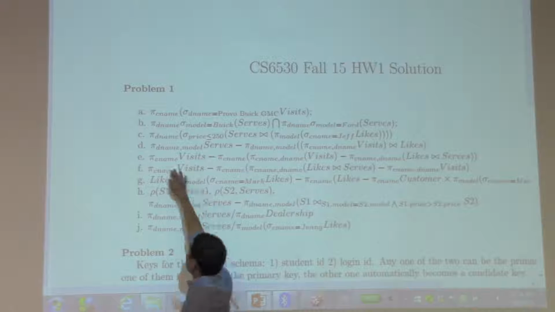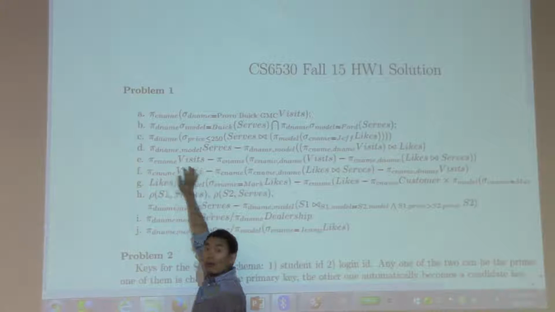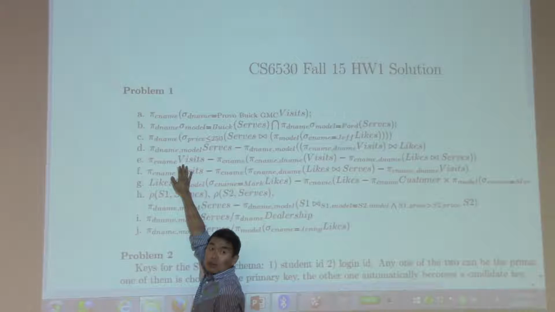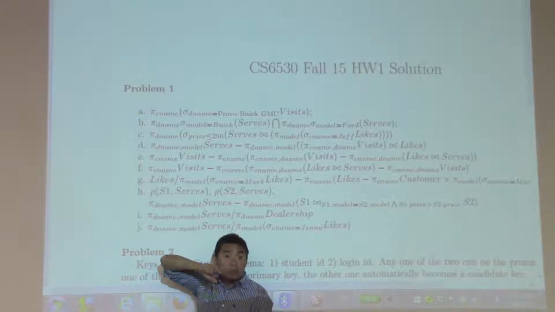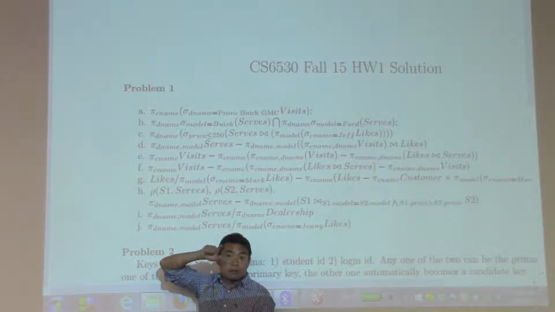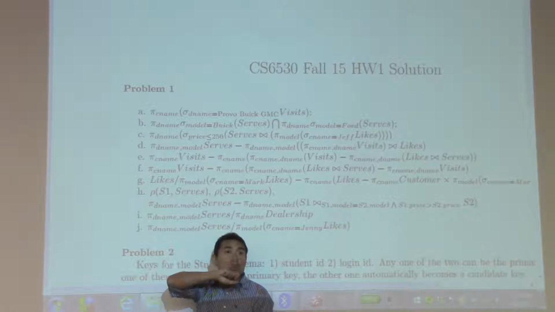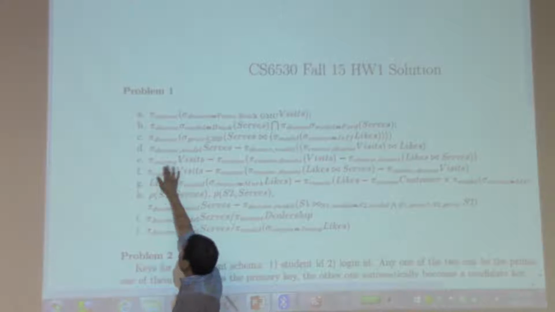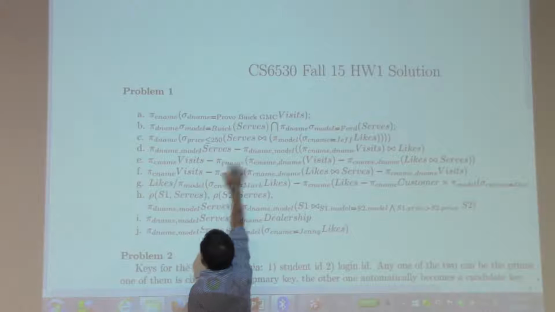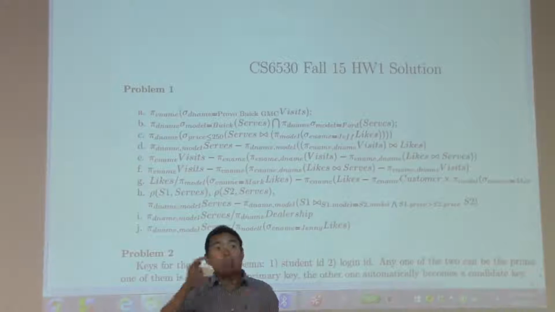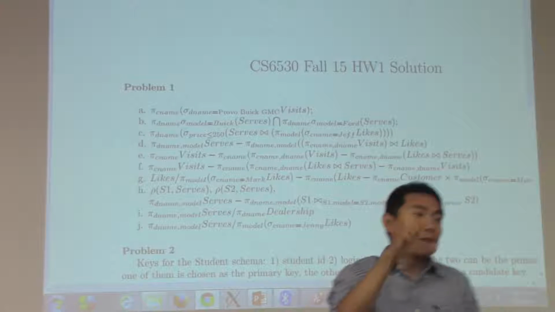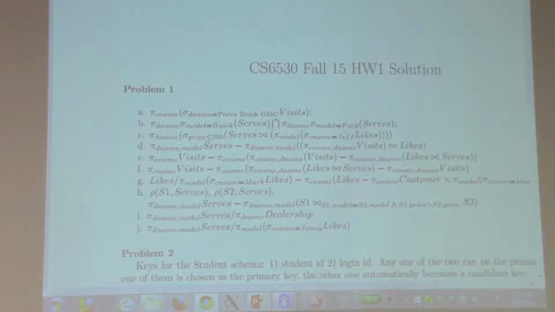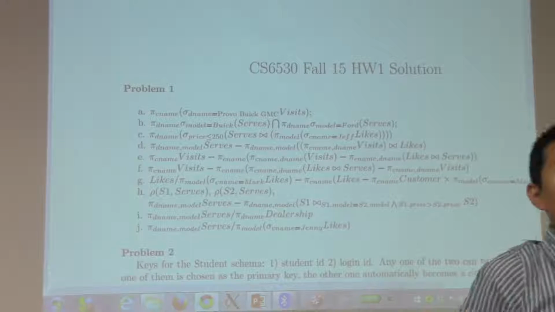Then I use all the customers from visits. By the way, you have to use visits here. You cannot print out the customer from the customer list. The reason for that, I will ask one of you to tell me why that's the case. You have to use visits in order to do this projection of customer name. Minus these customers, that gives us the set of customers who only visit those dealers that serve at least one car he or she likes.